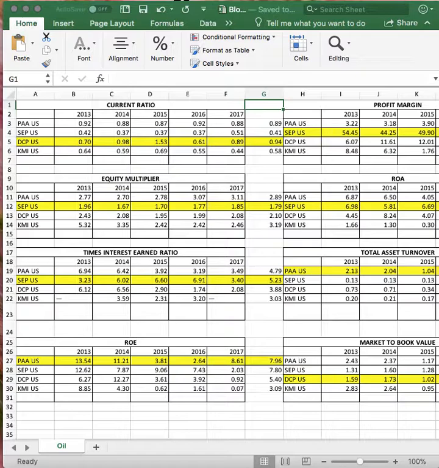The first ratio I decided to analyze was the current ratio. The current ratio is a liquidity ratio that measures a company's ability to pay short-term and long-term obligations. The formula used to calculate a current ratio is current assets divided by current liabilities. As you can see, all of these companies have a current ratio of less than 1, which means that none of them really have the ability to pay their obligations, but DCP had the best at 0.49, which is the closest to 1.